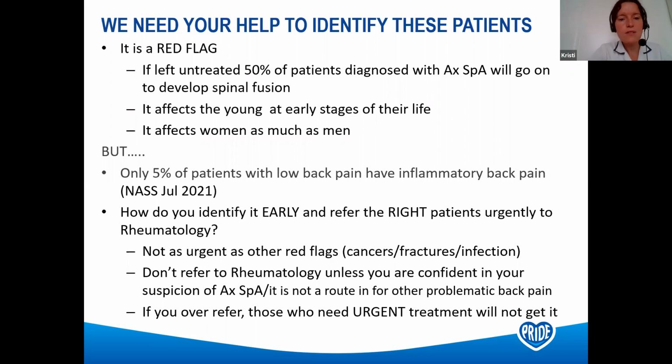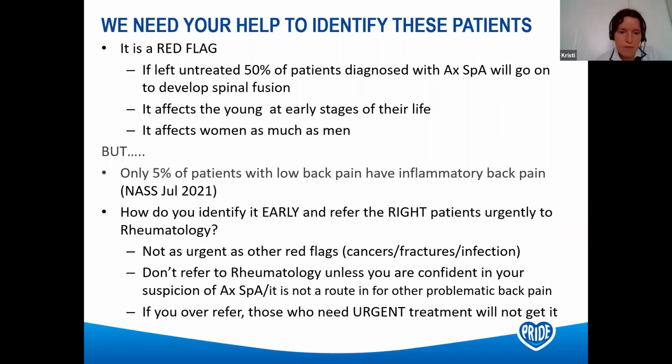We talked about that. It's not as urgent as other red flags, but if left untreated, up to 50% of patients diagnosed with axial SpA will go on to develop a spinal fusion. It affects the young, as I've said, at early stages in their life, and it affects women as much as men. So well done on the noes earlier on there.